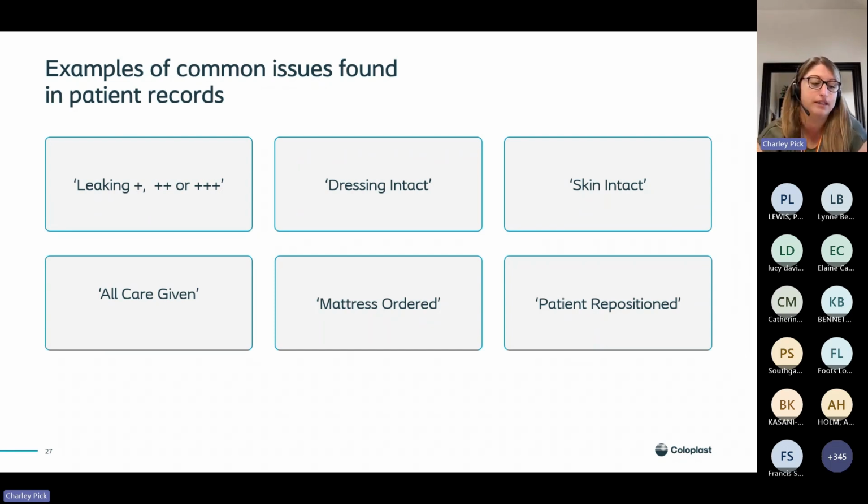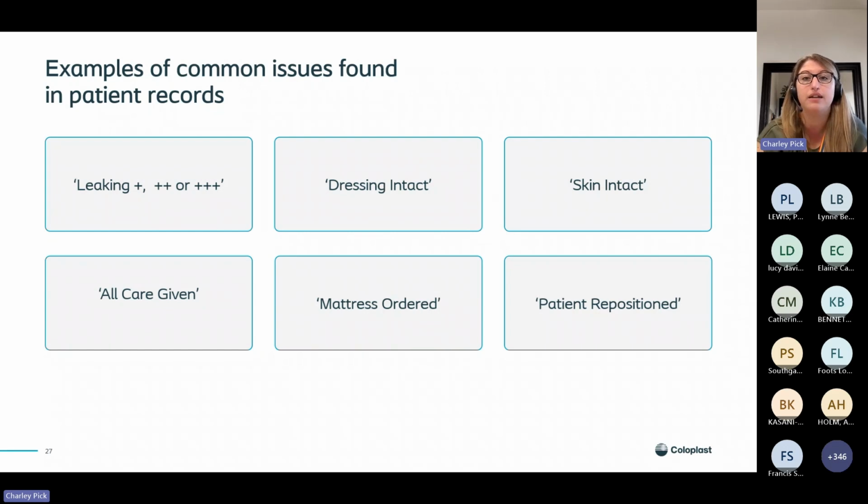All care given. Guilty. I've written this in the past, and I'm sure all of my colleagues have at some point in their nursing careers, as I'm sure all of you have. But what does all care given mean? Does it mean that you have given the care on all of the care plans that that patient has, or have you just given care for one of those care plans? So be specific about what you mean about all care given.